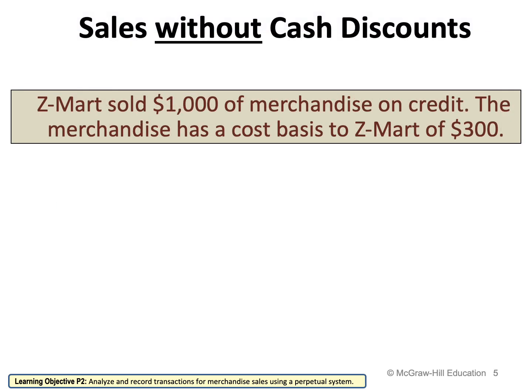So now let's see this example. Assume yourself as a seller, not a buyer, a seller of merchandise. So now we have Z-Mart, they sold $1,000 of merchandise on credit. Z-Mart is no longer a buyer. Now Z-Mart is the seller and they sell $1,000 of their merchandise on credit. And the merchandise has a cost basis to Z-Mart of $300. Now, how are we going to record the entry?